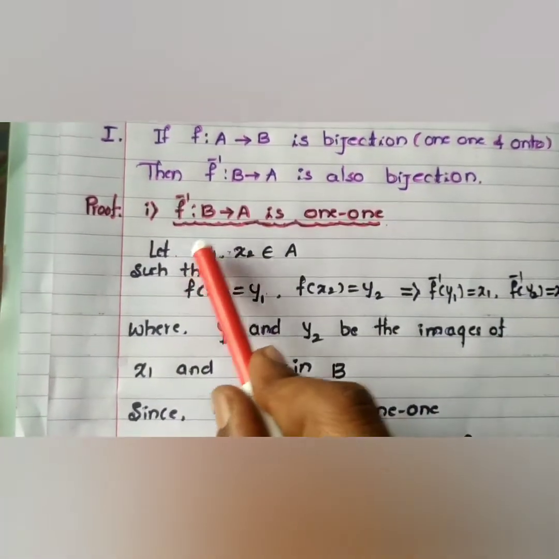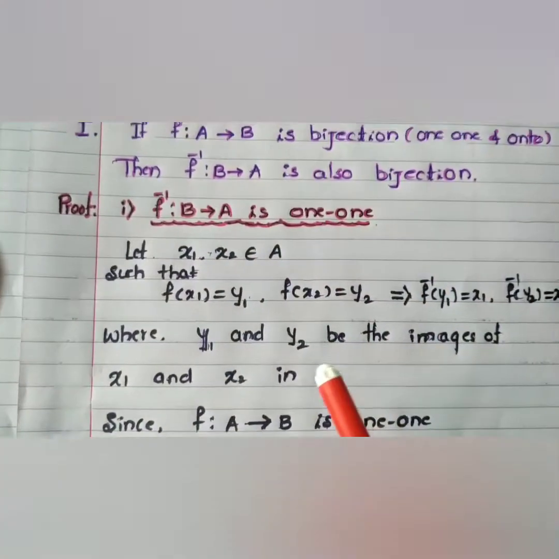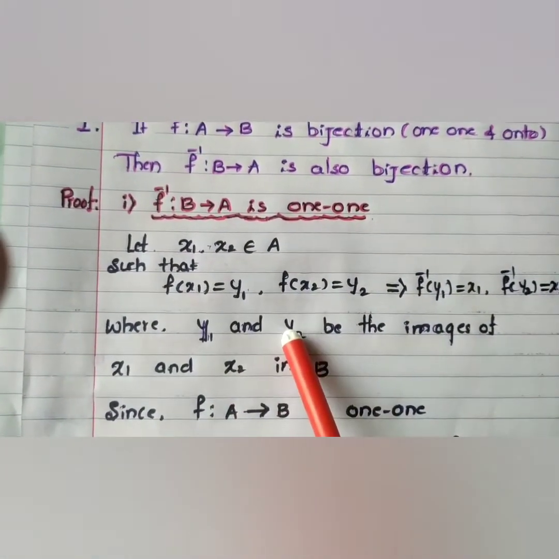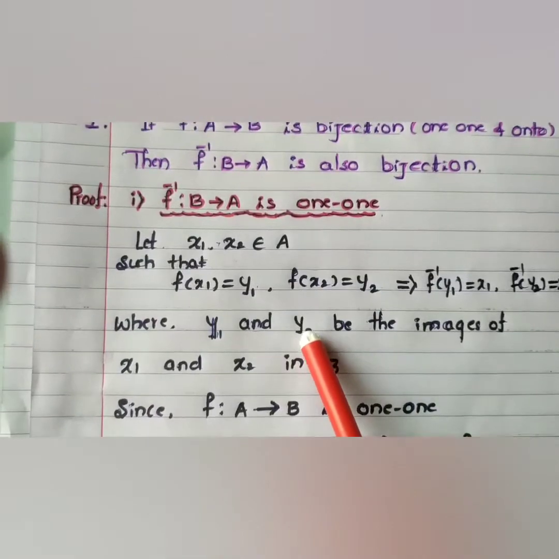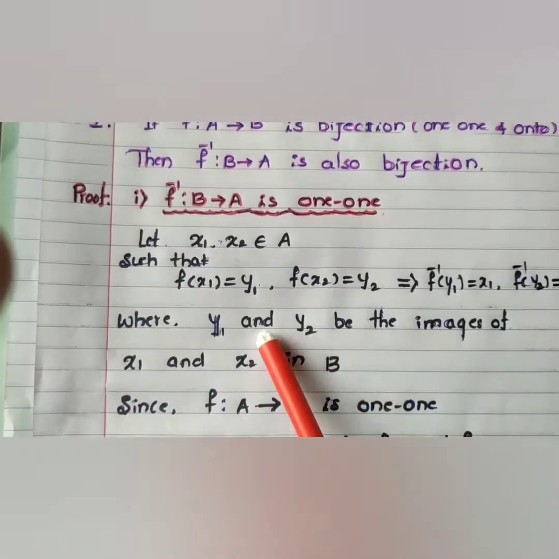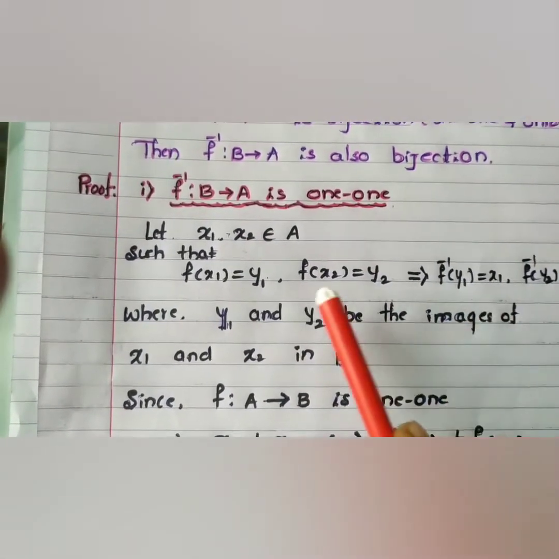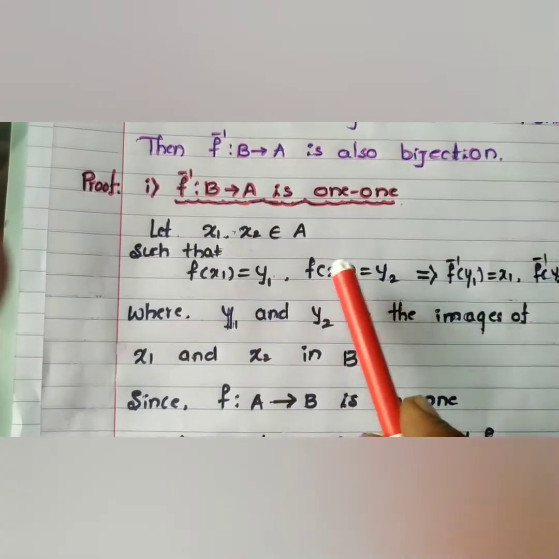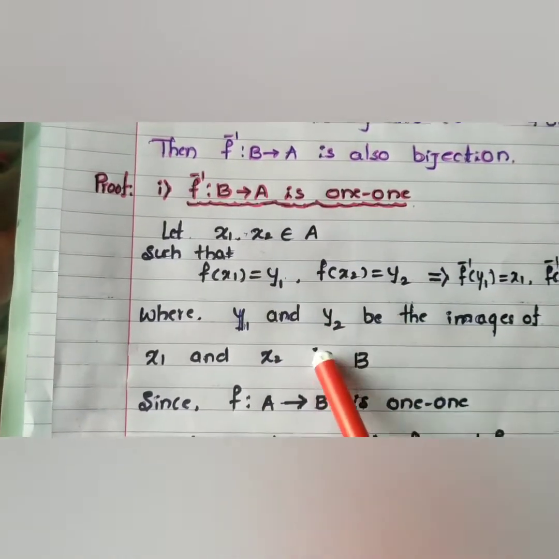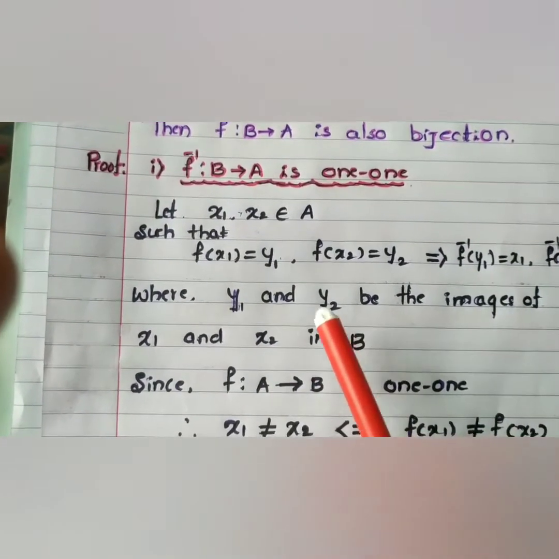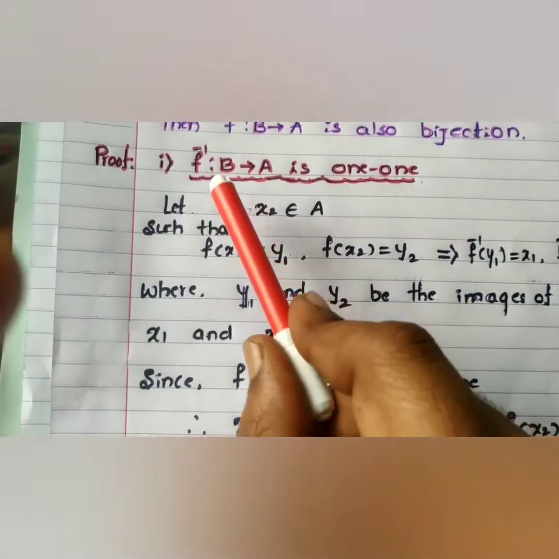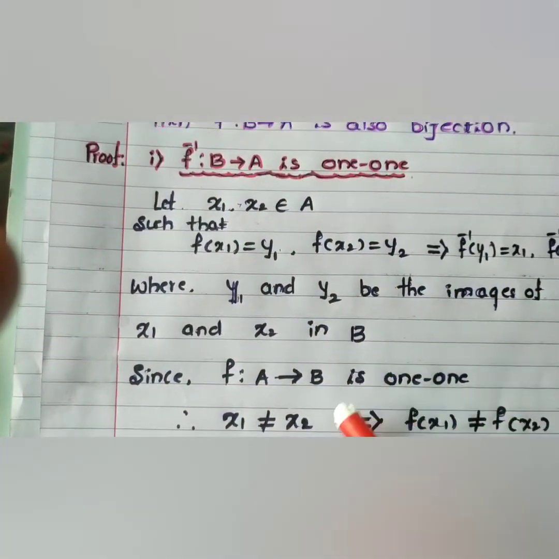Actually, our main idea is to show that f inverse from B to A is 1-1. For that, we consider y1 and y2. Before that, what are these y1 and y2? y1 and y2 are the images of x1 and x2 in B. So y1 and y2 belong to B. Now, our idea is to show that f inverse from B to A is 1-1.